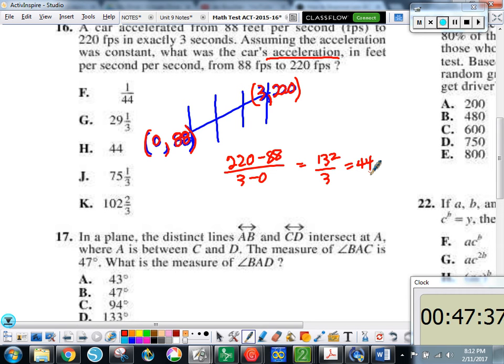So the acceleration must be the difference between the speed, like how much speed you're increasing. So kind of like the constant rate of change. I'm going to have to look at the answers. I would say number 16 is H. I'm going to jot that down and I'll look in a second. Let's look at the next one.